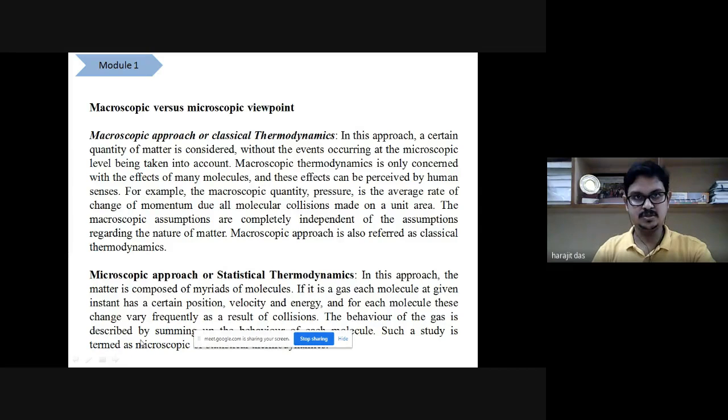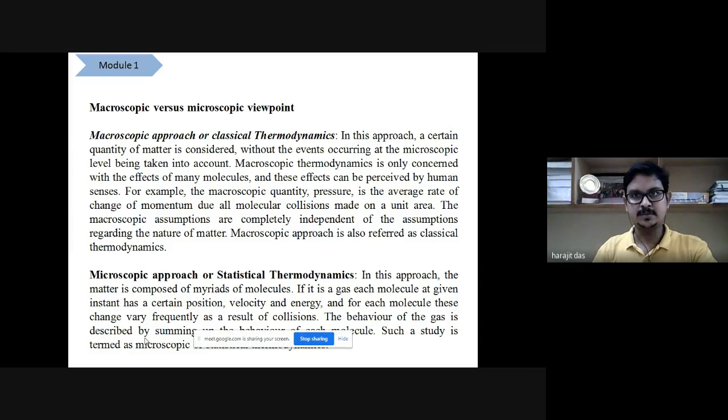In this approach, a certain quantity of matter is considered without taking into account the events occurring at the microscopic level. Suppose there is one glass of water. We will apply classical thermodynamics, or the macroscopic approach. We will not study at the molecular level. We will study the property of the system by considering some average value. We will not go to the molecular or atomic level. That approach is called the macroscopic approach.